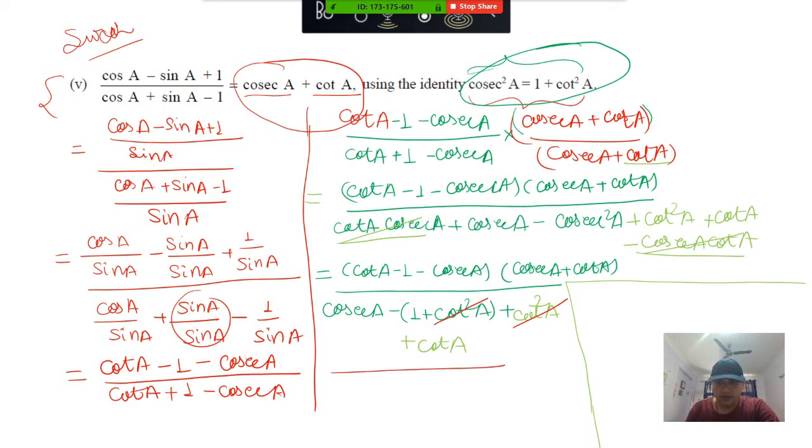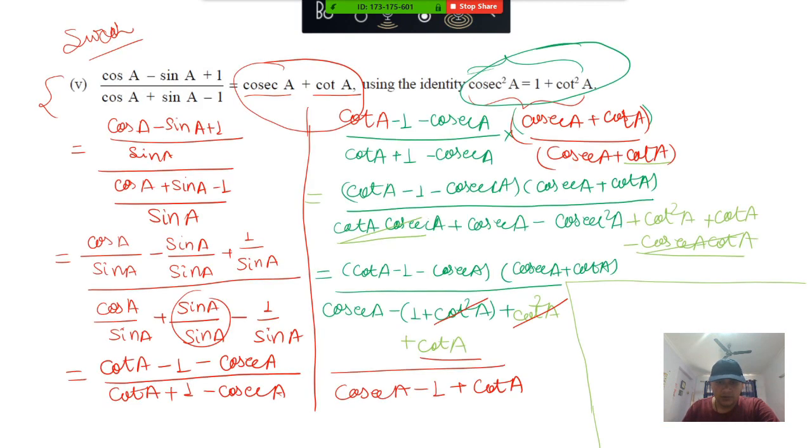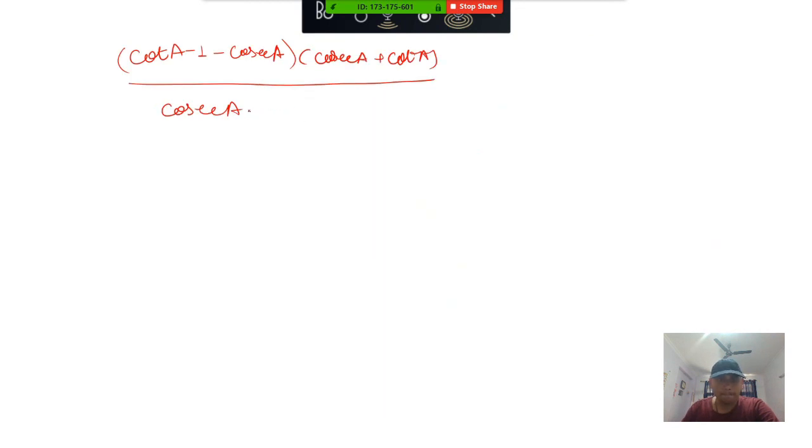I'm writing here the term remaining in the denominator only. I'm writing cosec A, and this will be minus 1 here, right? This minus goes inside the bracket, so this is minus 1, and this term remains plus cot A. So that's what I'm going to write on the next page: cosec A minus 1 plus cot A. Good. So let me rearrange the denominator, and the numerator remains as it is, cot A minus 1.